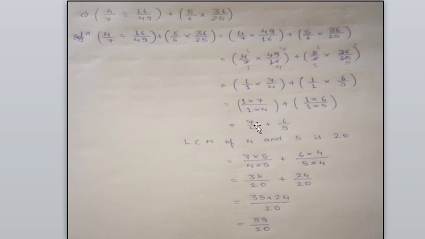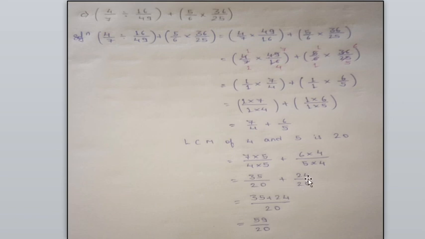So now we got two new rational numbers, between them we have to perform the addition. For that we will take out the LCM, and we know the LCM of 4 and 5 is 20, because 4 into 5 is 20. So multiply the first rational number with 5 and the second rational number with 4. That is 7 into 5 divided by 4 into 5 plus 6 into 4 divided by 5 into 4. So that is 35/20 plus 24/20.